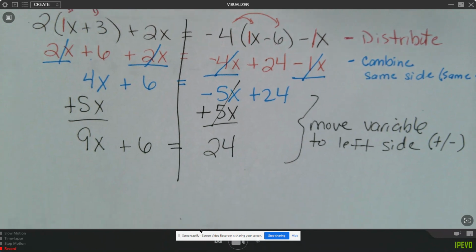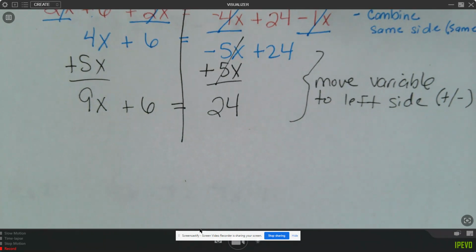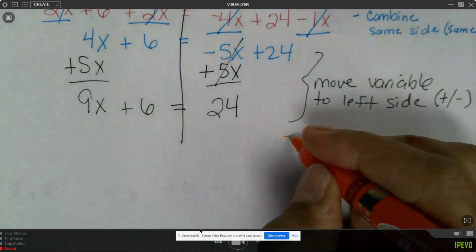Now, this is what we've been working on. You should be able to solve a two-step without any help, but hopefully we'll do this very easily. So the last step here is to solve a two-step.